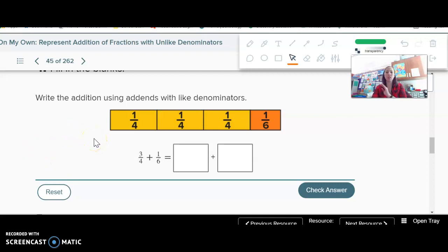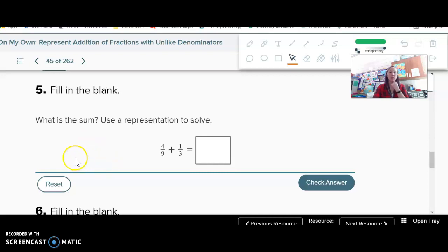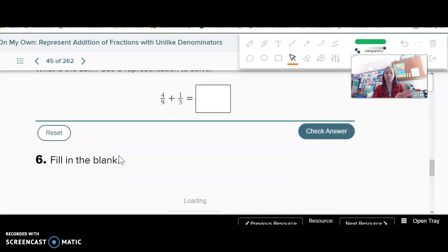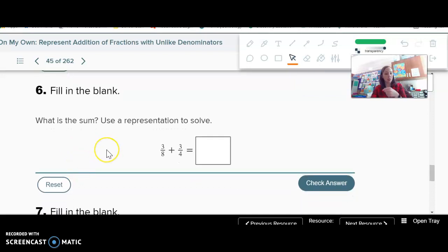Because the main thing I don't want you doing is just adding across. That is definitely not how we add fractions with different denominators. All right, I'm going to skip the ones with 9ths because we don't have 9ths on our strips. I'll get into how you could solve those later. All right, go ahead and try 3/8 plus 3/4.